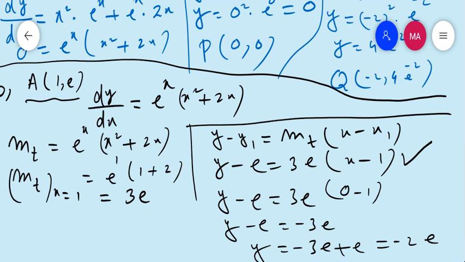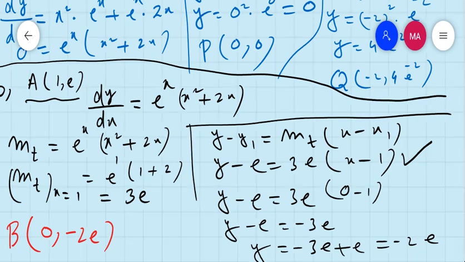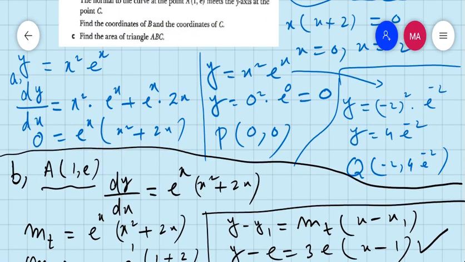Hence, the coordinates of B are, x is what? Sorry, x is what? 0, because the equation of tangent cuts the y-axis. And y is minus 2e, which we just found. Now, the part hasn't finished. The next one is to find the coordinates.